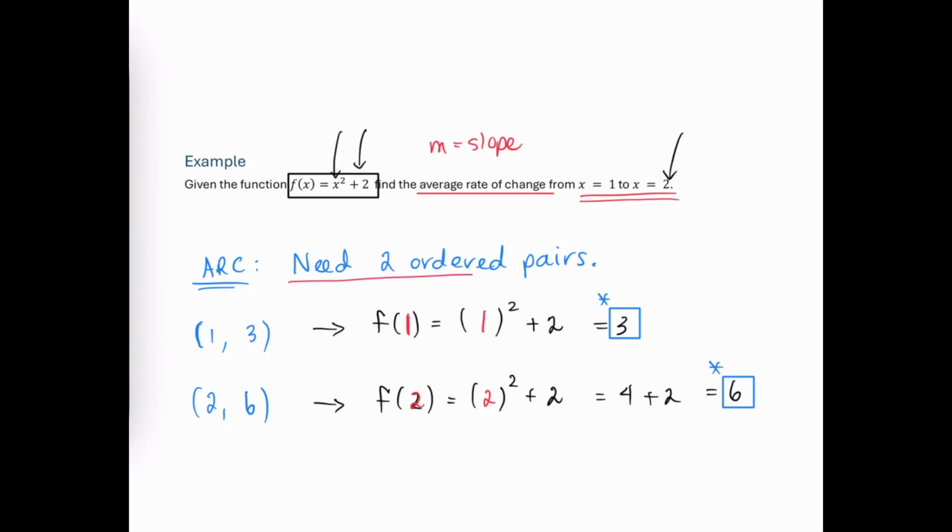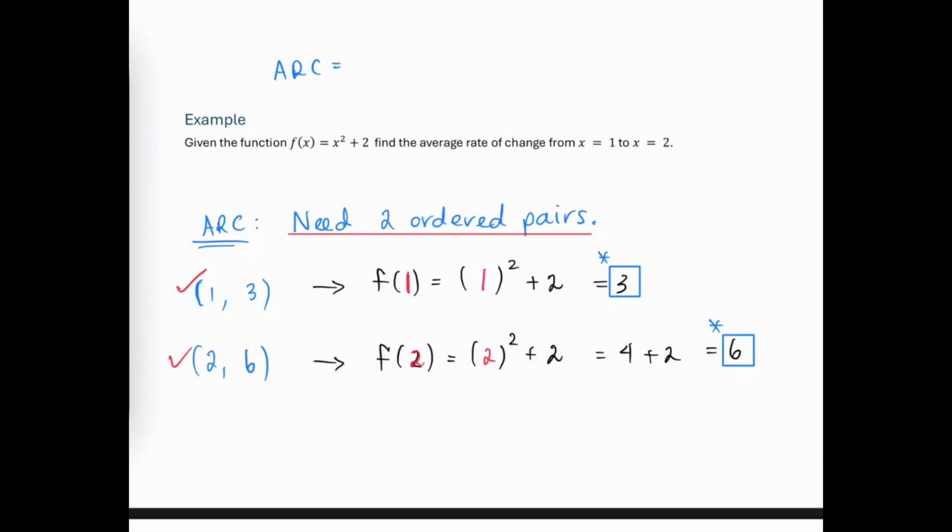So we said we needed two ordered pairs, and now we have that. The formula for the average rate of change formally is the function evaluated at the second x-coordinate minus the function evaluated at the first x-coordinate divided by x sub 2 minus x sub 1.